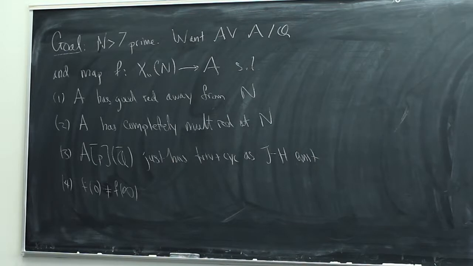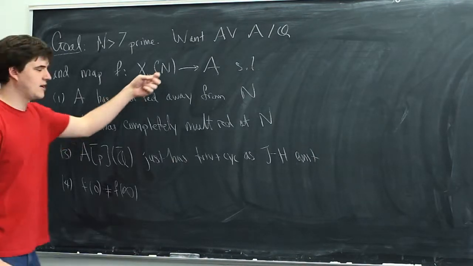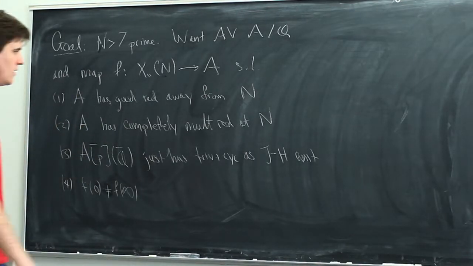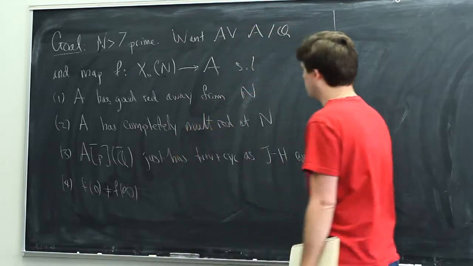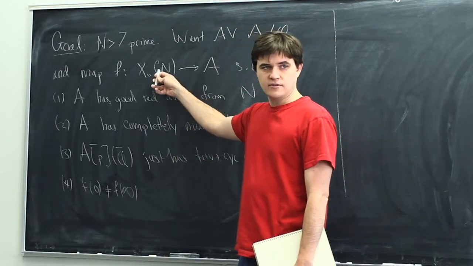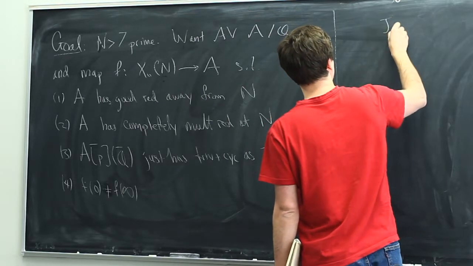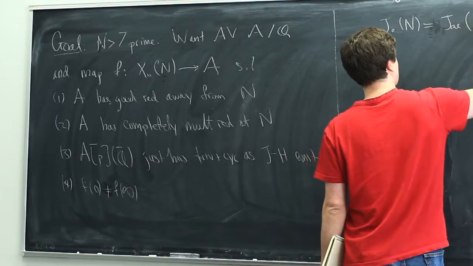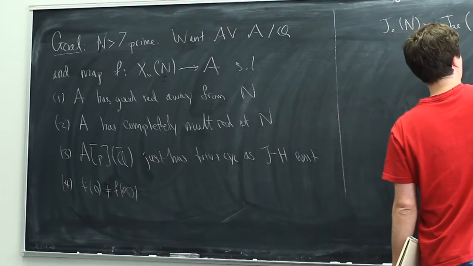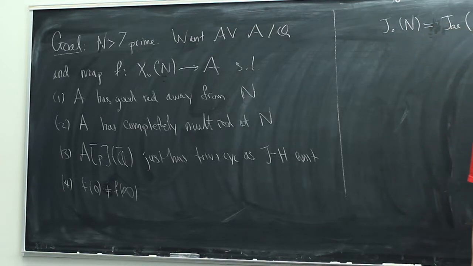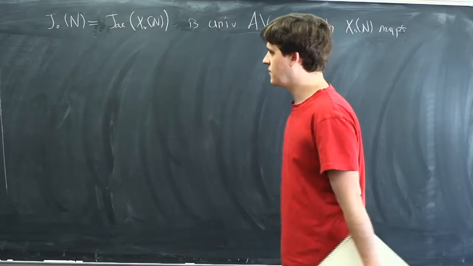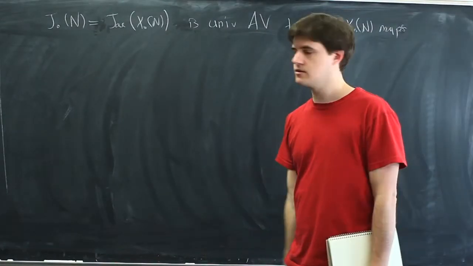Okay, so if we can find this, then we prove that no elliptic curve over Q has any rational n-torsion, right? So this is what we're trying to do now. There's a universal abelian variety to which this curve maps, and that's the Jacobian. And that means that if we can find such an A, we can find it as a quotient of J_0(n). So we might as well just think of those.